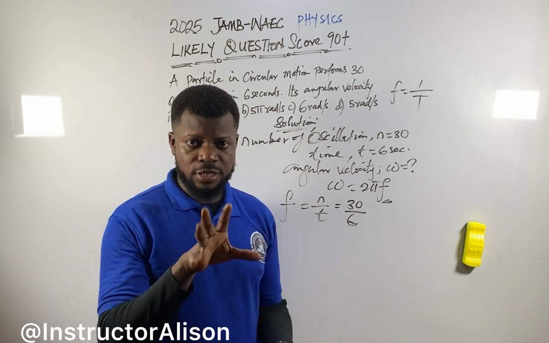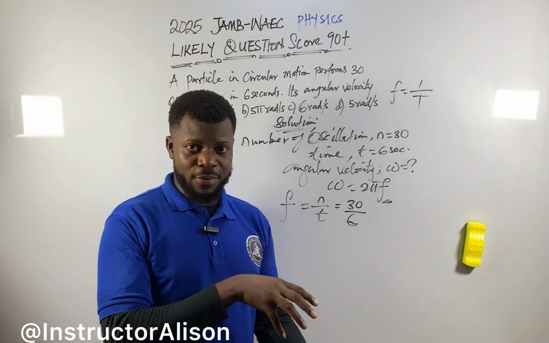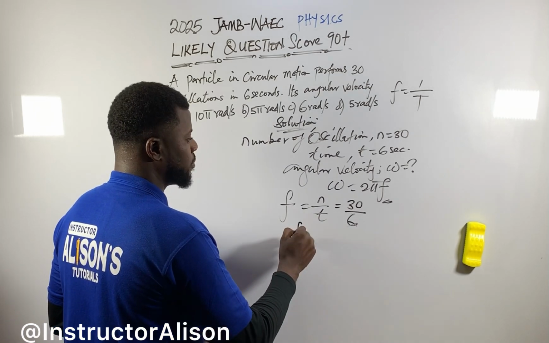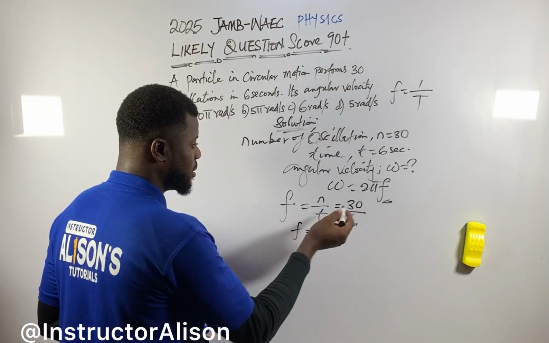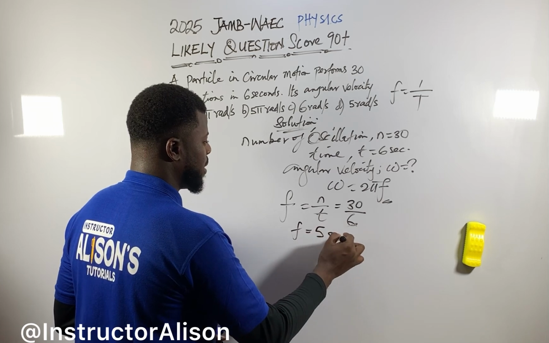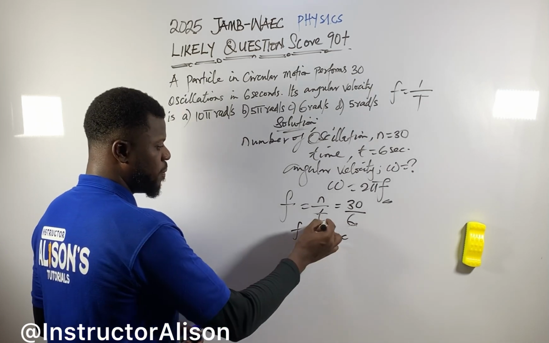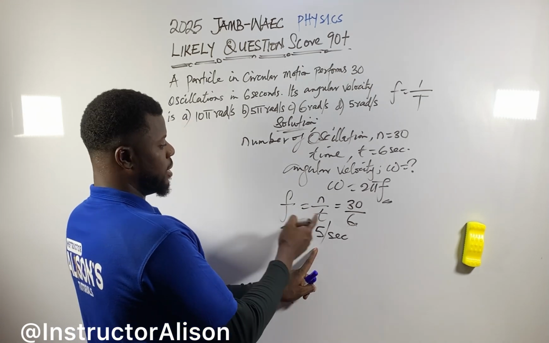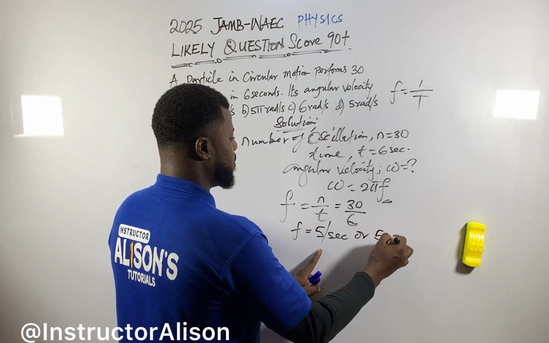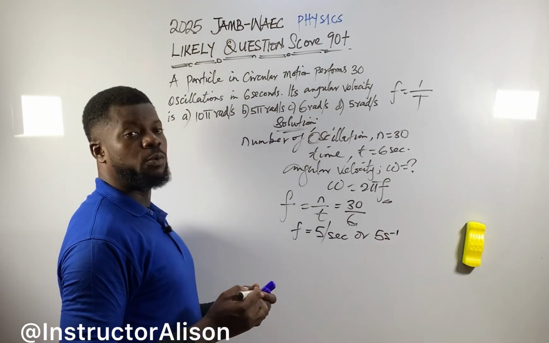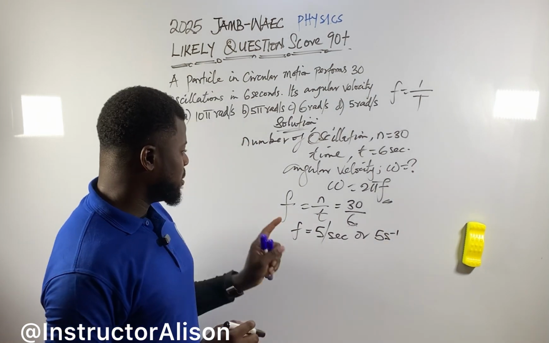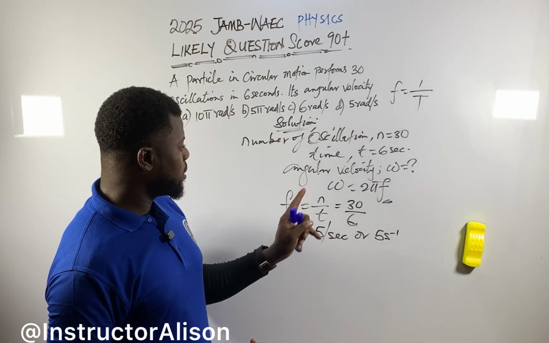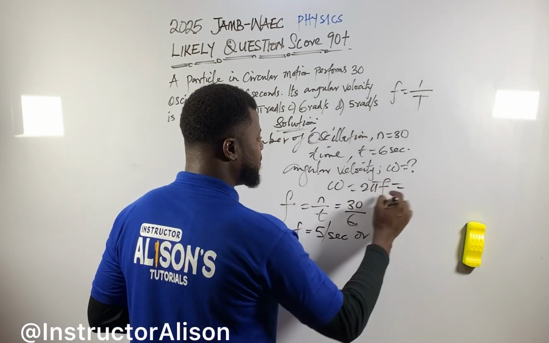So what is 30 divided by 6? F now will be 30 divided by 6, which is 5 per second. If you write down 5 per second, or like this, 5 per second, either one is okay. The frequency will be in hertz too. That's how we find this guy, and then we get f as 5 per second.